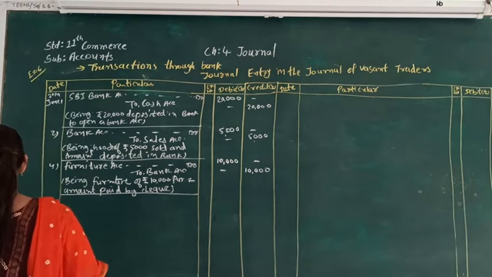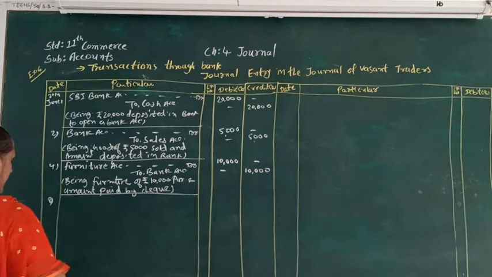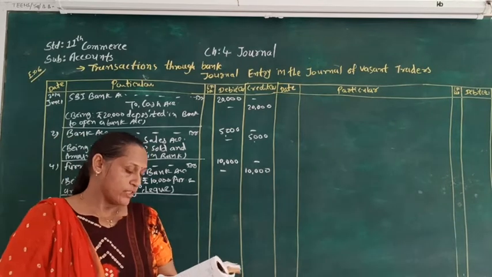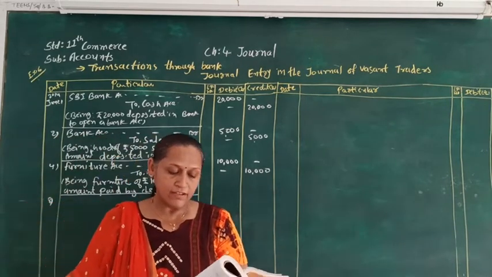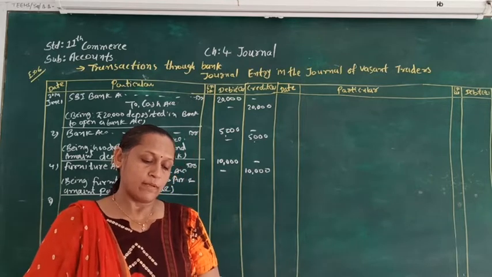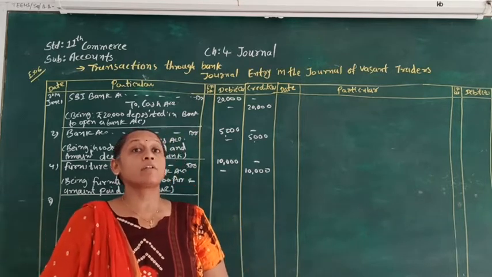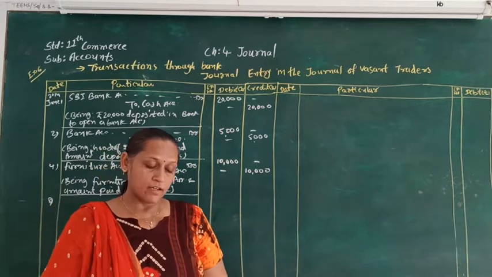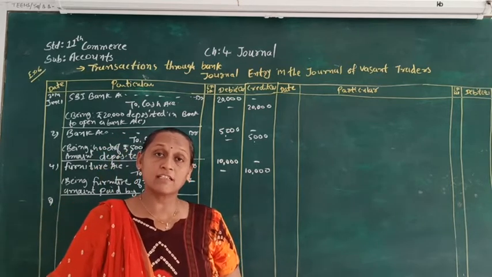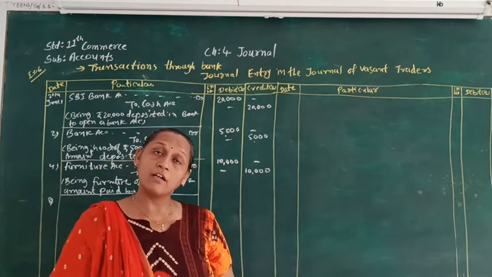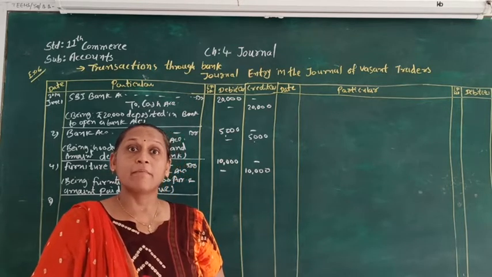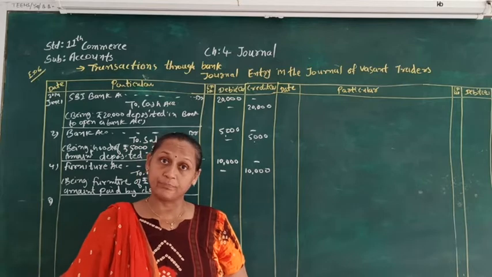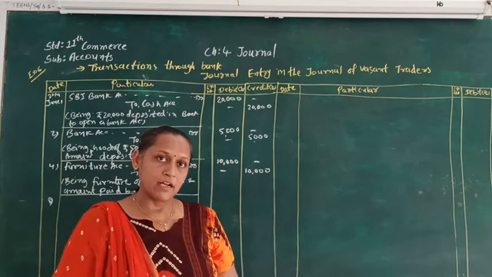Now let's see the next, that is date number 8. Withdrawn from bank rupees 400 for personal expense and 700 for office expense. Personal expense will be debited to drawing account, and next we have withdrawn some amount for office expense, for that cash account is going to be debit. So drawing account debit, cash account debit to bank account.